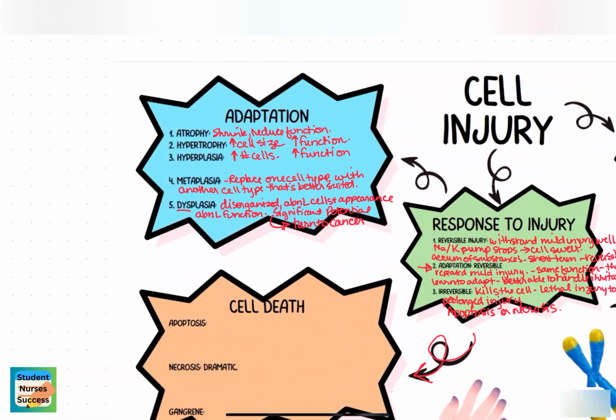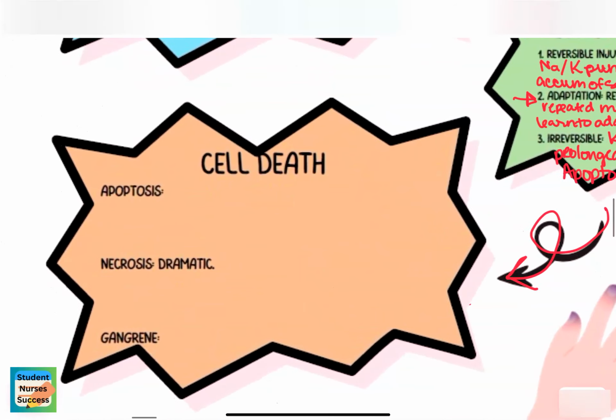Now, I also mentioned that irreversible cell injury can lead to cellular death. And there's two types of cellular death: apoptosis and necrosis. Now, apoptosis is actually programmed cell death. And a lot of times we actually call it cell suicide. With cellular suicide, the cell has made a decision to go ahead and go away. And it's a very calm, quiet process.